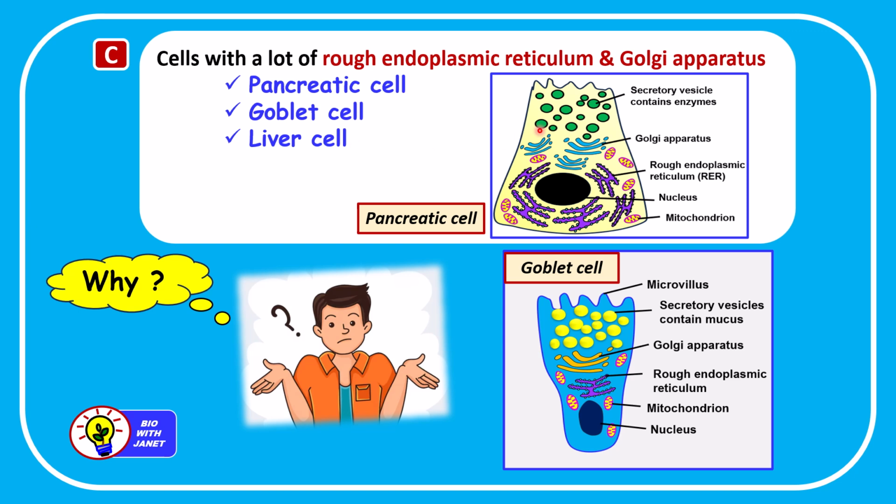So this picture shows you the pancreatic cell. It looks a bit like a triangle, and this is the goblet cell. These two cells have a lot of rough endoplasmic reticulum. As you can see here, the purple structures are the rough endoplasmic reticulum, and also a lot of Golgi apparatus. Let's find out why these cells have a lot of these two types of organelles.